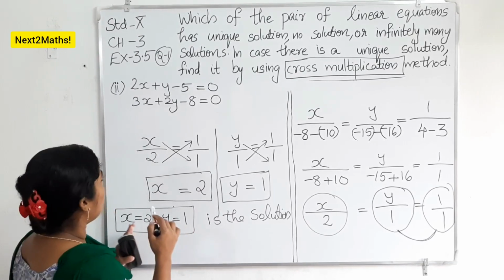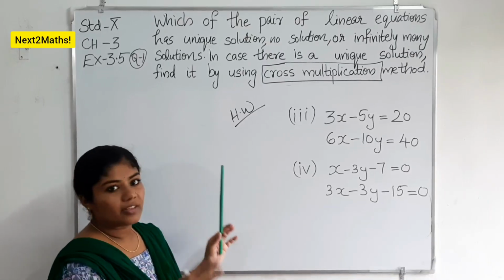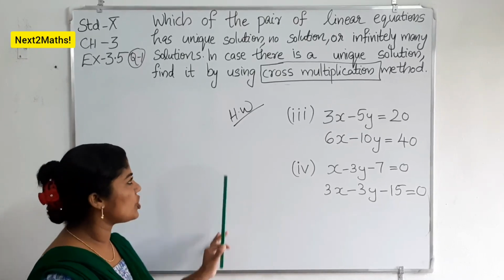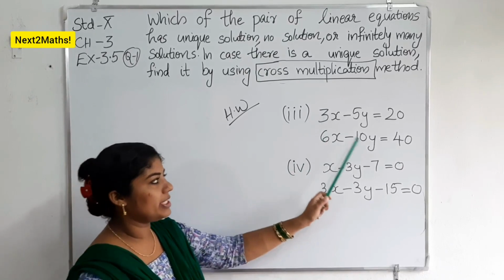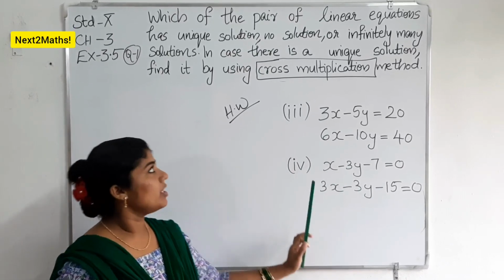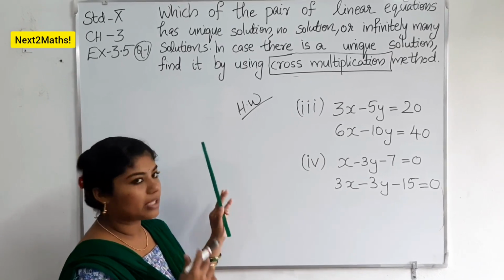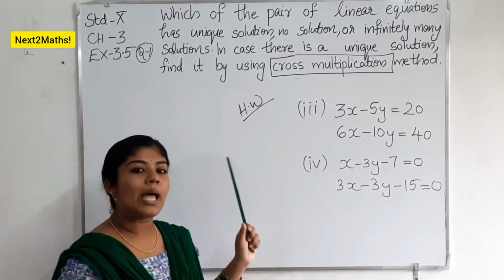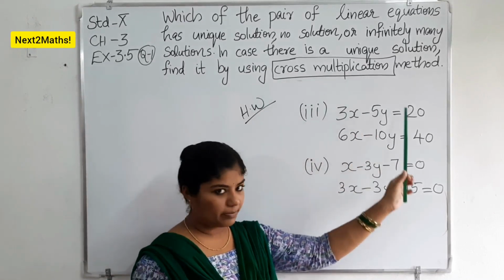Okay, now we are moving to the third and fourth questions also. So here we completed the first and second question. Now you can see the third and fourth one. You can do these questions as homework. So complete these questions, try well. You can compare the ratios first. If you have a unique solution, then only you have to find it by the cross multiplication method.